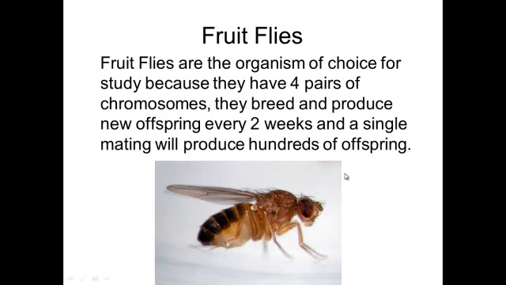Now, we learned all of this by using a special organism called a fruit fly. Fruit flies are the organism of choice, first of all, because they only have 4 pairs of chromosomes, so there's not as many chromosomes that you have to look at. And they can mate and produce fertile babies who then can mate every 2 weeks. So every 2 weeks you can have a whole new generation of fruit flies. That's really cool because in a very short period of time you can do some studies and find out all sorts of information. Also, they produce hundreds of offspring at a time, not just 10 or 20, hundreds.